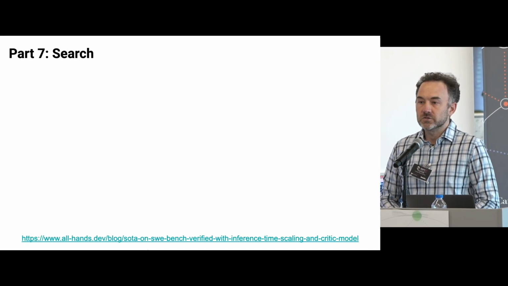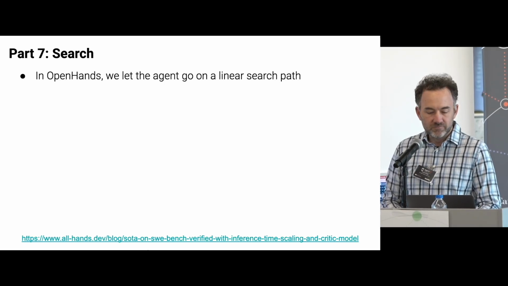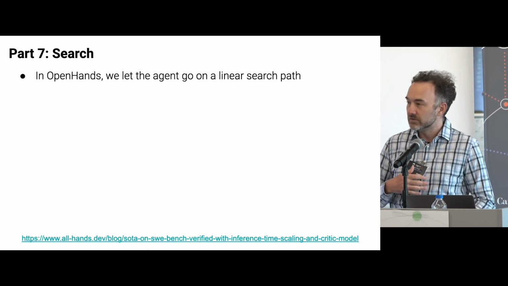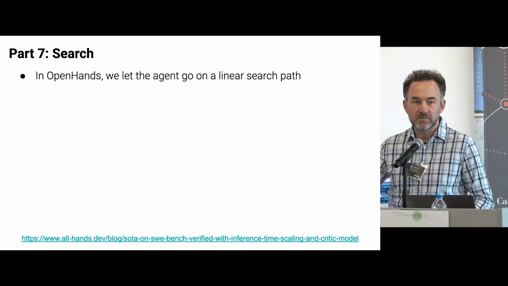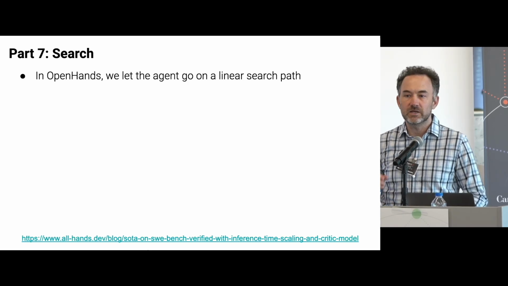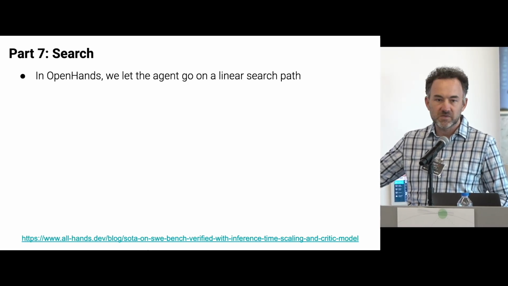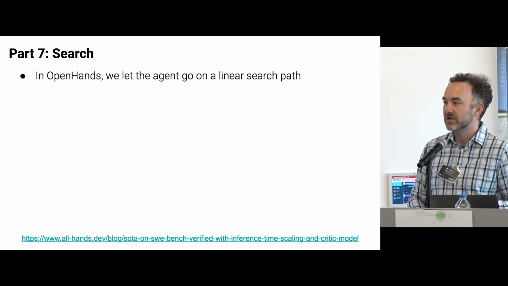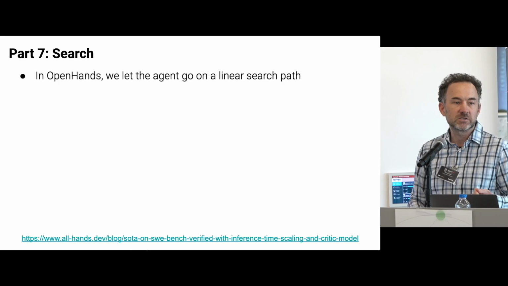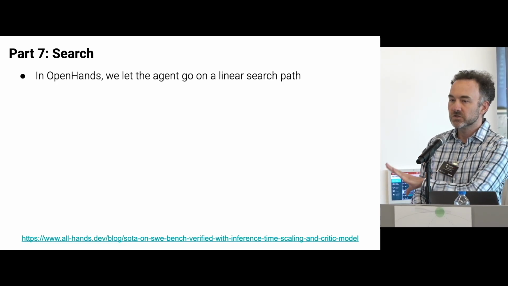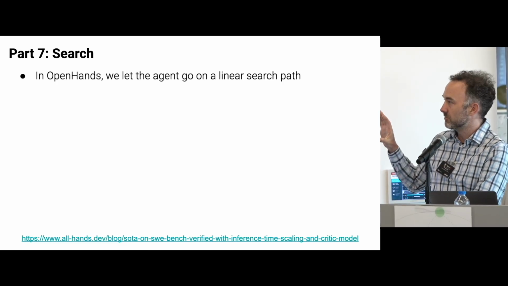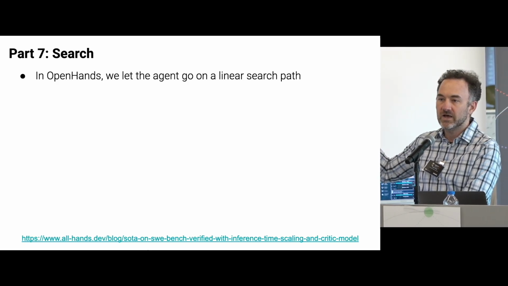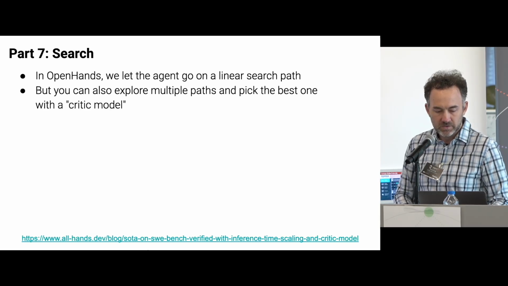So another thing is search. The typical way of using an agent is you just go on a linear path and you have the agent take step by step by step by step, and it ends up either finishing the task or not finishing the task. But if you want to get really high accuracy, like if you want to get on the top of the SWE-bench leaderboard or something like this, actually this is not sufficient because agents will go down rabbit holes and they'll make mistakes and not be able to get out of the mistakes that they made.